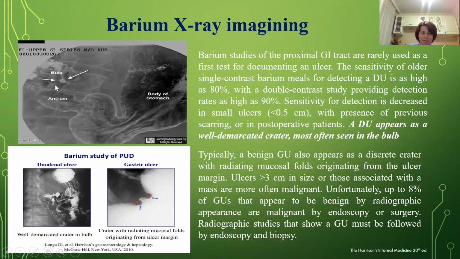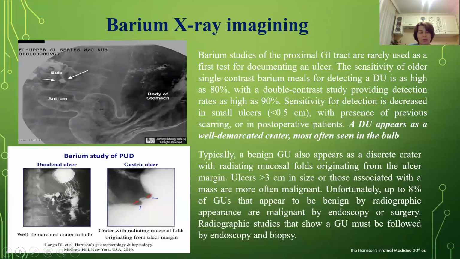Here it is. Typically, a benign gastric ulcer also appears as a discrete crater with radiating mucosal folds originating from the ulcer margin. Ulcers more than 3 centimeters in size or those associated with a mass are more often malignant.